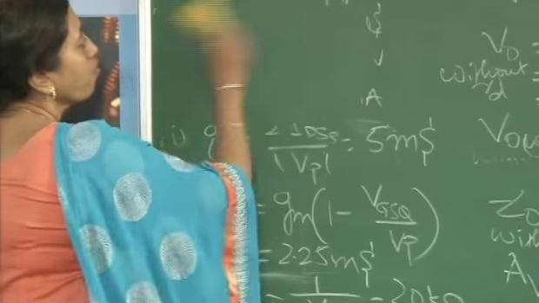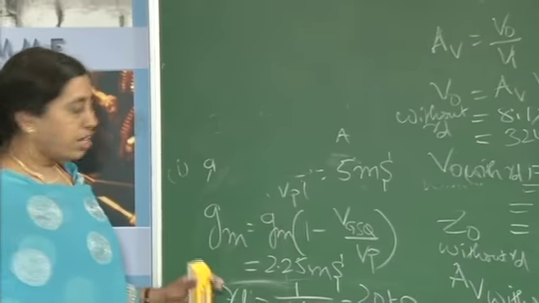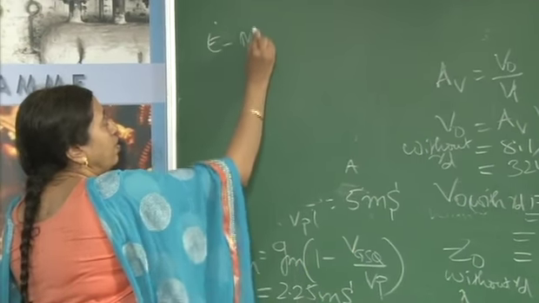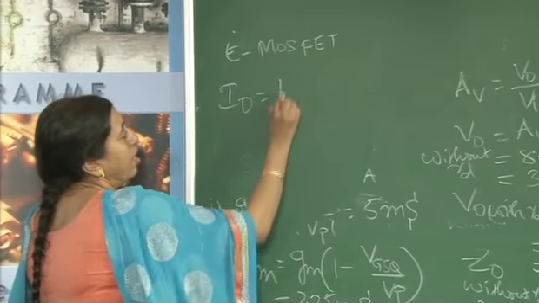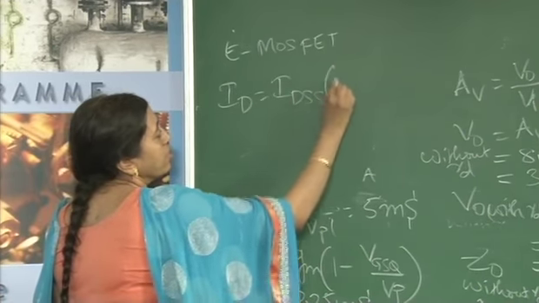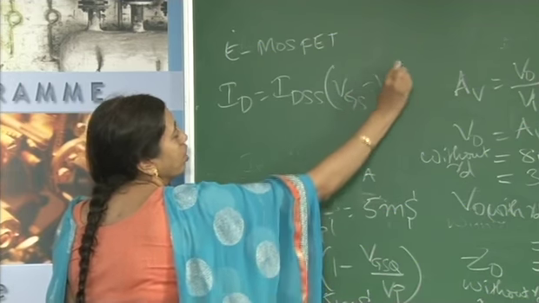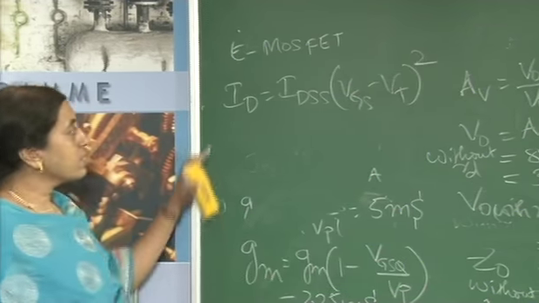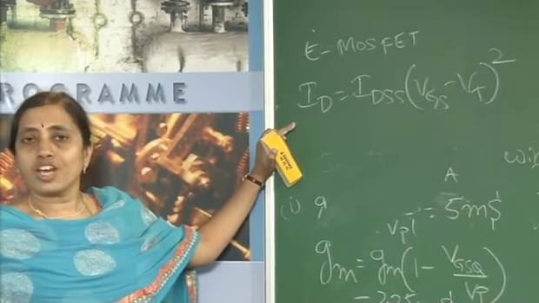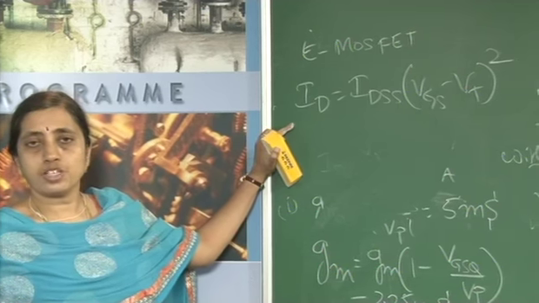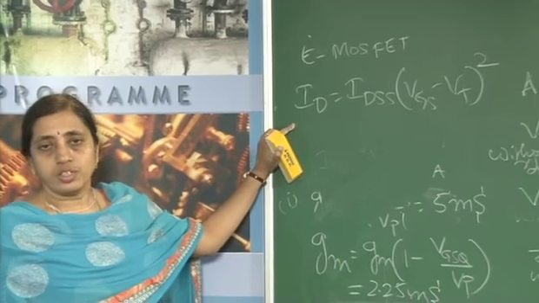Only for enhancement type MOSFET, the drain current equation is different. So, if enhancement mode MOSFETs are used, the ID value can be determined from ID is equal to IDSS into VGS minus VT the whole squared. So, this is the only difference. So, the analysis methodology that we have followed, the same methodology applies even to MOSFETs.